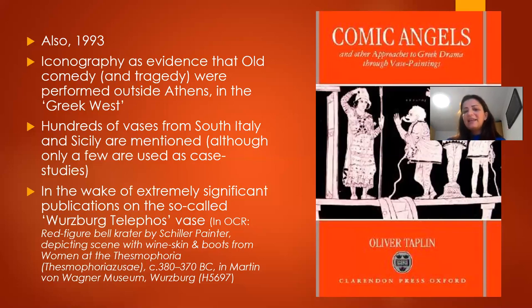This book uses the iconography as evidence that old comedy and tragedy were performed outside Athens, as I said in the beginning of my answer, in the Greek West, which is the term that Oliver Taplin has coined to refer to South Italy and Sicily, in order to avoid the misconception that the production, the use, the purchase and the collection of vases in these areas is by non-Greek populations.